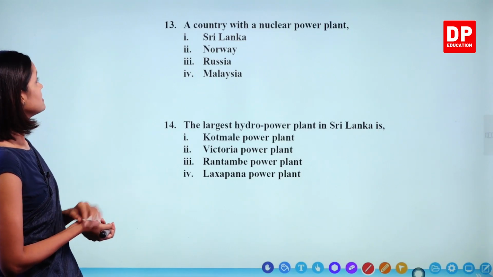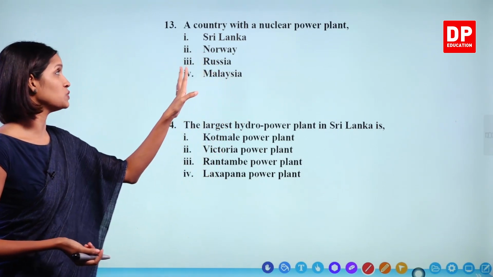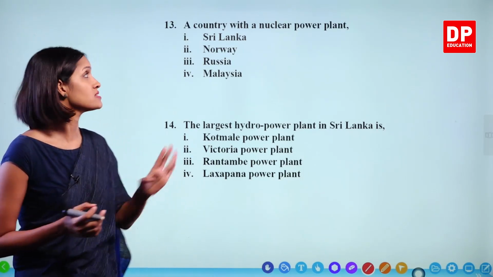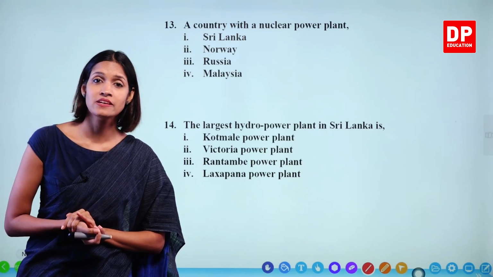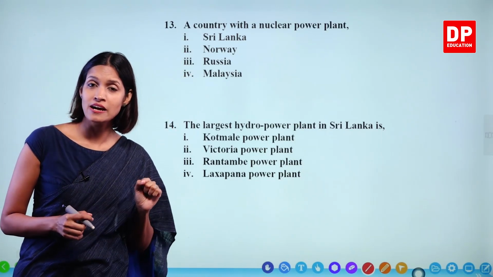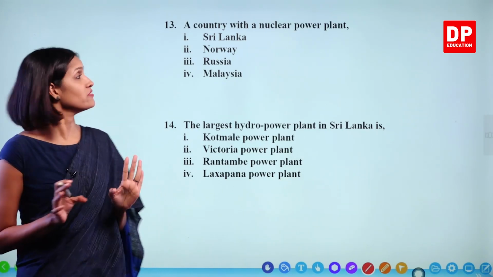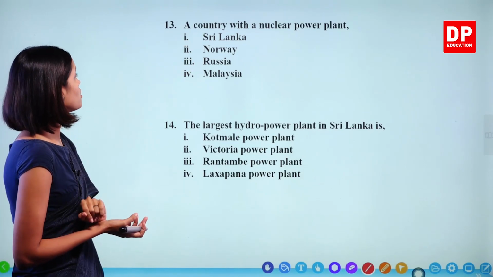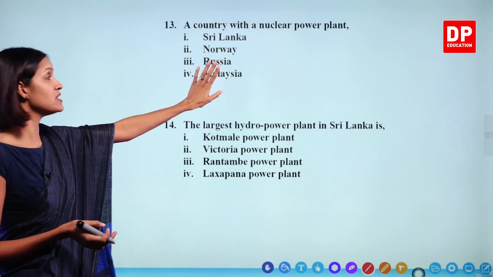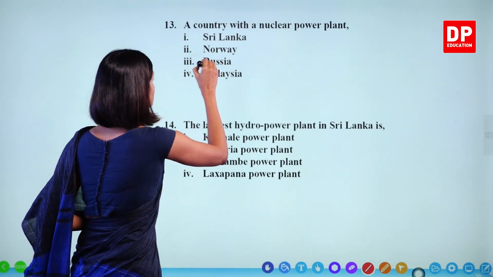Number 13. A country with a nuclear power plant. I explained nuclear power plants to you. Most of the time developed countries have these types of nuclear power plants, because in order to build them, we need a large capital. So our country doesn't have one. A country with a nuclear power plant: Sri Lanka, Norway, Russia, Malaysia. Out of these countries, Russia is the answer.